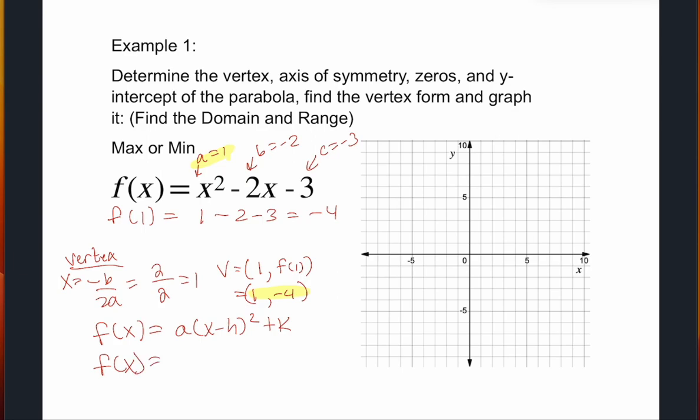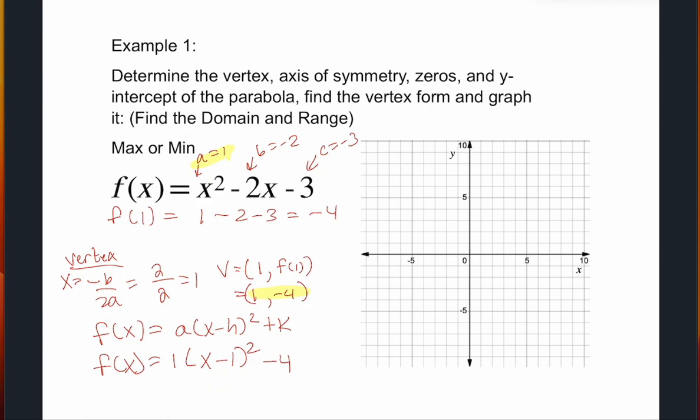Our a value is 1. Our h is 1. Our k is negative 4. Now, please note this one changed sign. That was a 1, but in the vertex form, it becomes a minus 1. This one stayed what it was. It was negative 4. It is negative 4. So this one should never change. This one should always change.